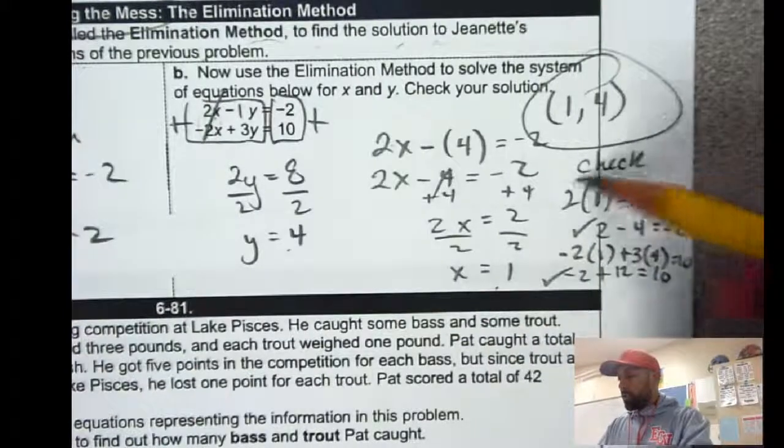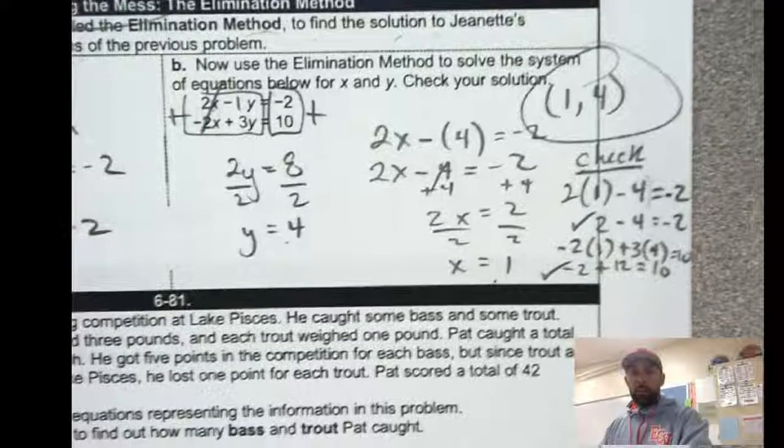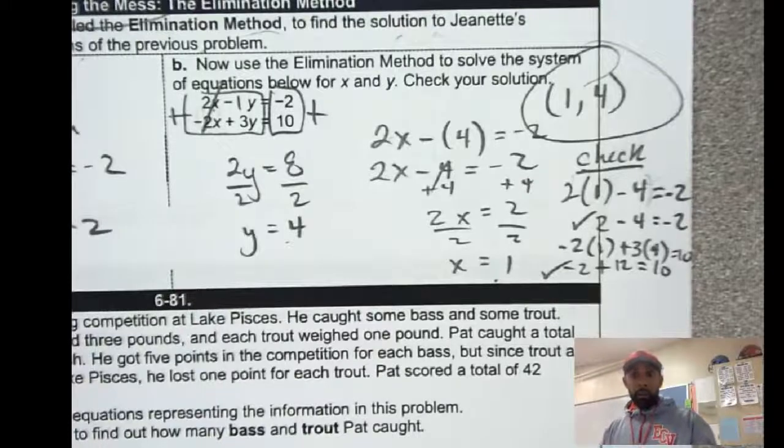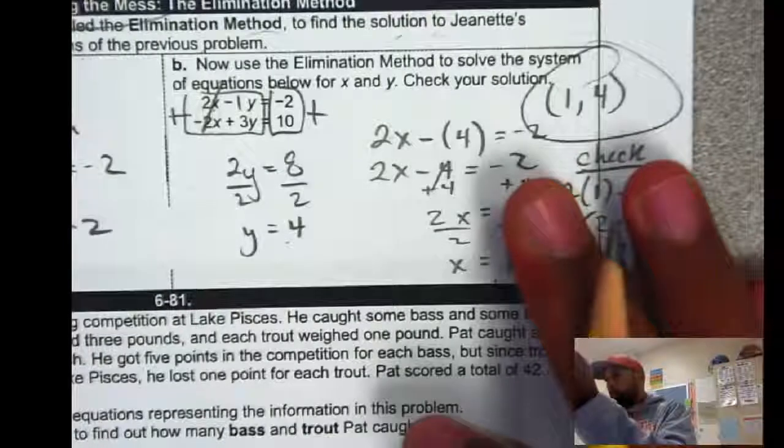But don't forget to check. That's really important. I was going through some of these problems earlier, and I got it wrong, and I checked it, and I was like, oh, whoops, and I got the wrong answer.